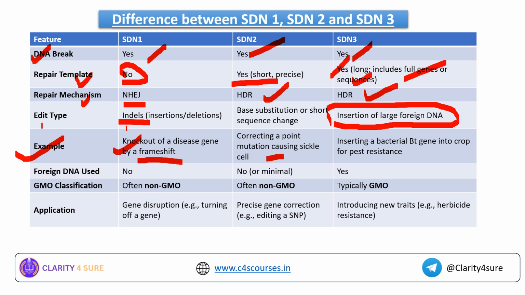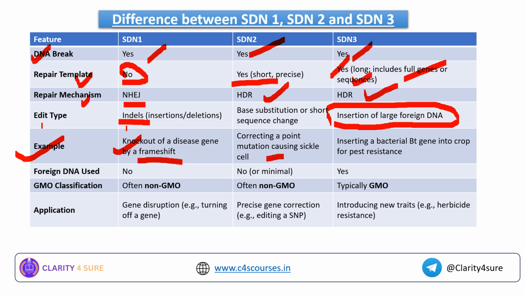Here in SDN2, what happens? We are going to correct a point mutation, for example in sickle cell anemia, I'm just taking an example. In SDN2, what will we do? We will be altering the sequence. As I already told you, from A to G or C to T, we will be just altering the sequence so that the mutation doesn't happen. So further disease can be prevented.